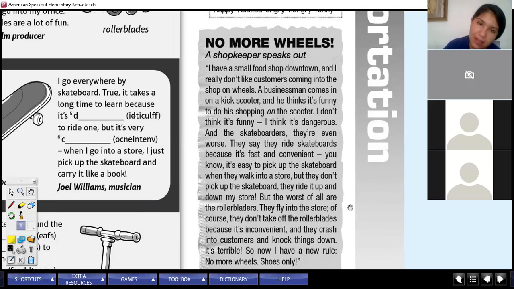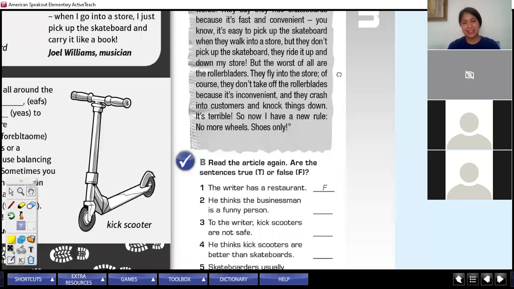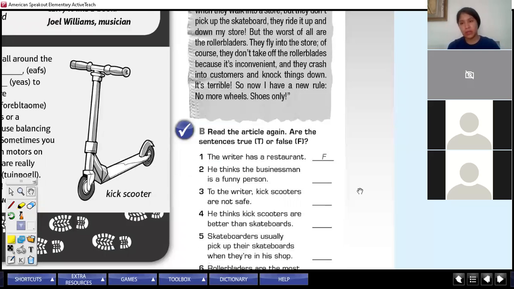Yo pensé que estaba como que diciéndolo como enojado. Como angry? Could be, because it gave us the feeling that he's not happy with the situation of the wheels thing, of the scooter. Definitely he's not happy with the situation. But yes, he's pretty relaxed. Let's say that he's kind of angry, but relaxed. So good. Now let's answer true or false according to what we read.